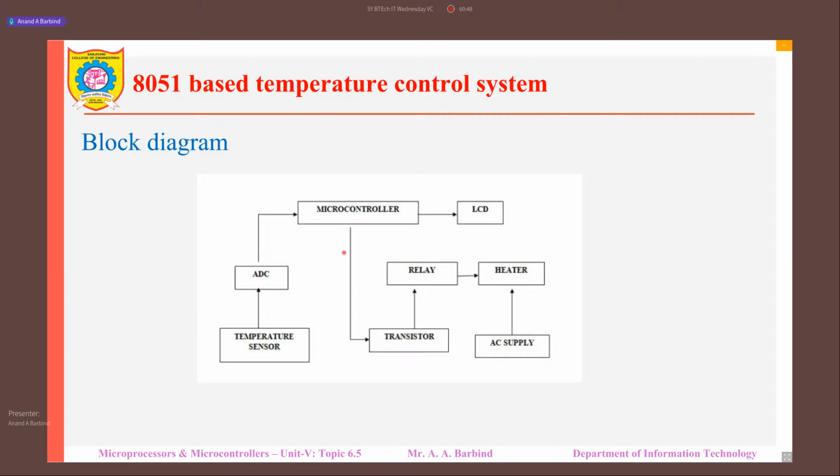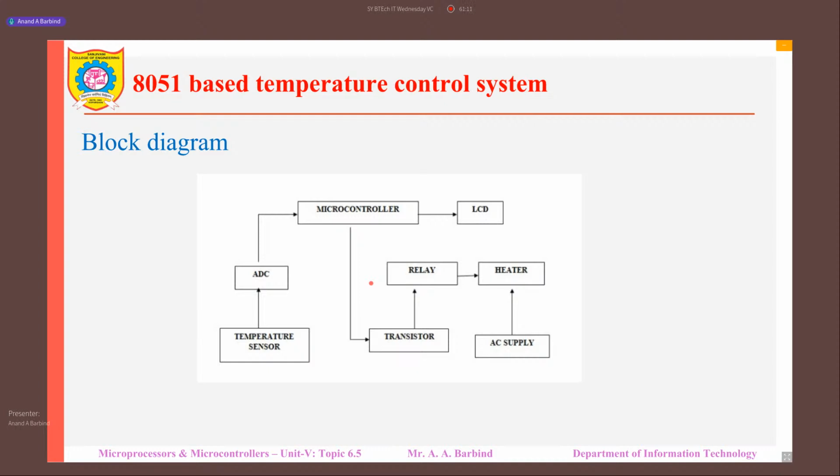Okay, and you will have an LCD display, for example. It can be connected on port 3. So like that, you have four ports, and in all four ports you have to manage all these things. So that is how one can build an 8051 based control system.